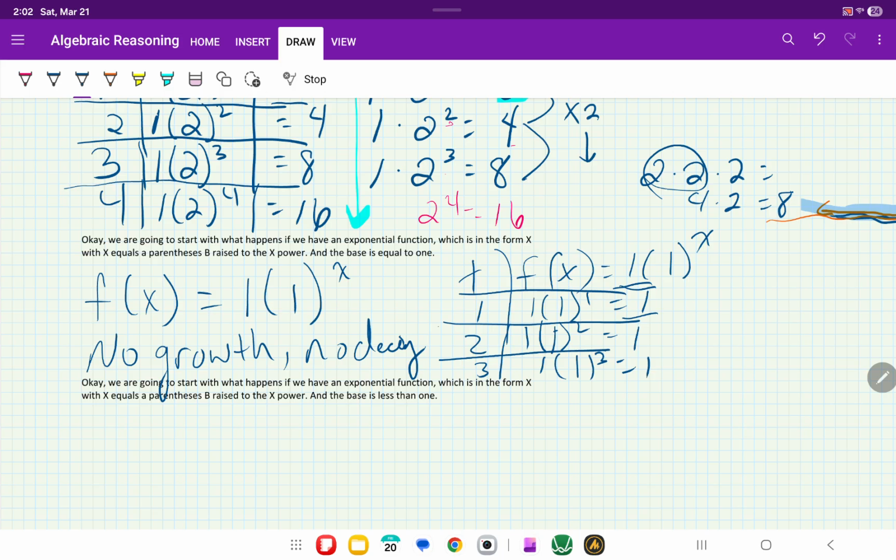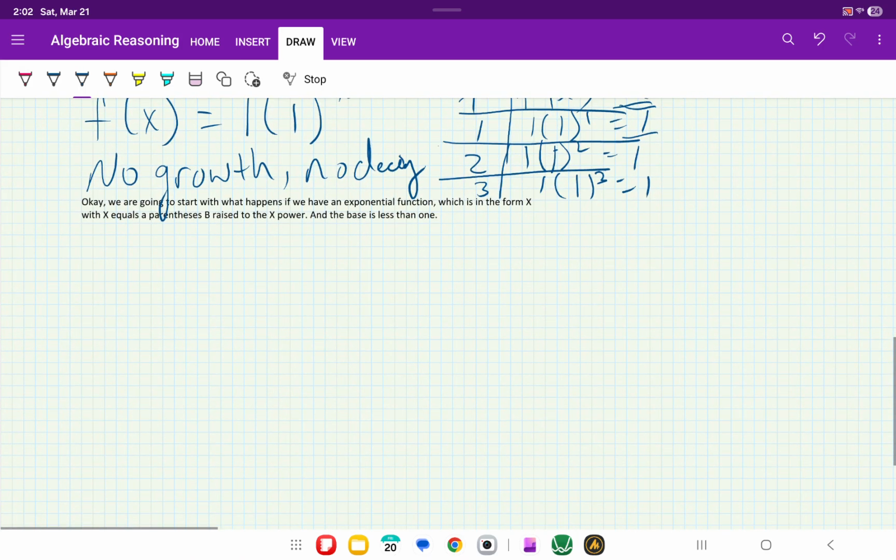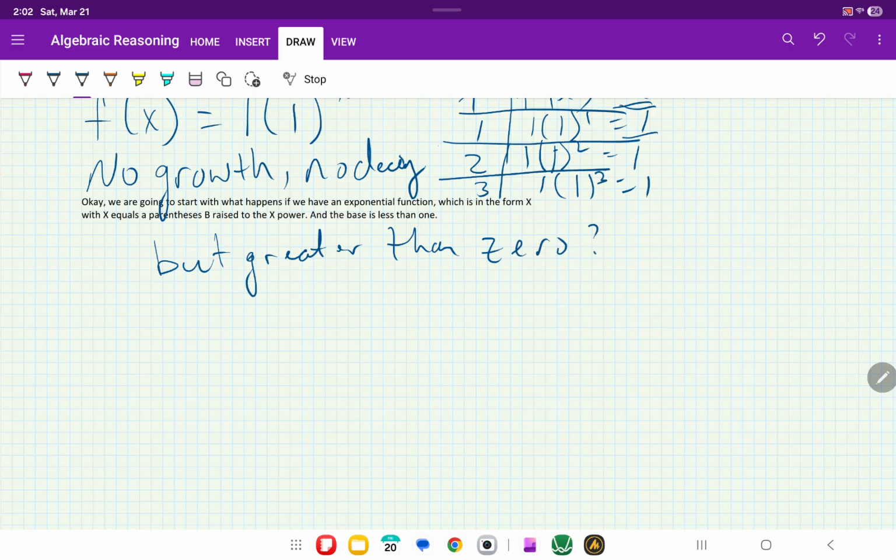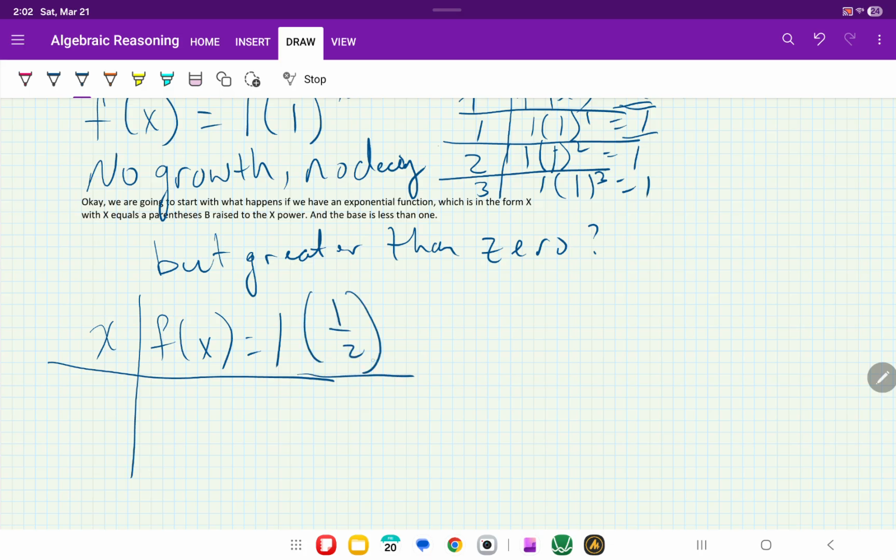All right, so finally, what do you think is going to happen if our base is less than 1 but greater than 0? I should have put that on there. There's a reason for that. Let's do 1/2. f of x is still starting out with 1. That's our initial value. And our base is going to be 1/2, and we're going to raise it to the x power.